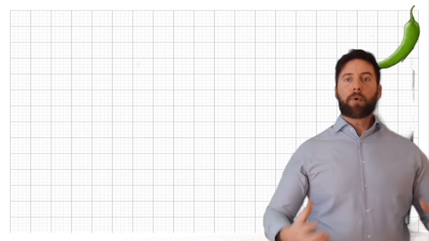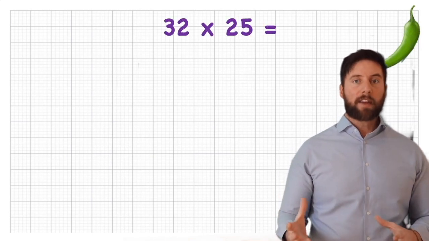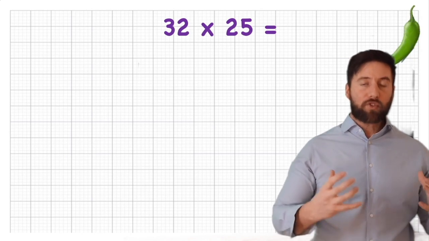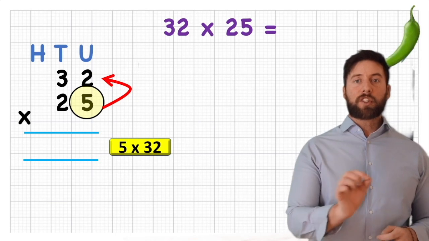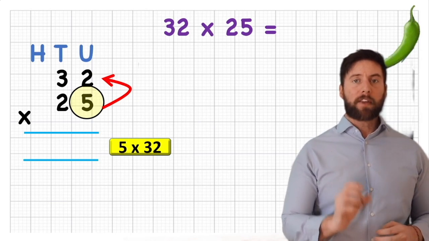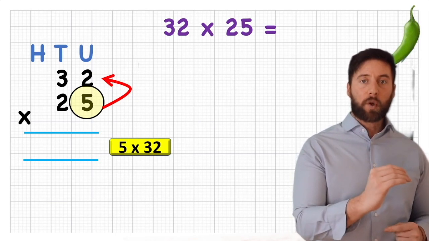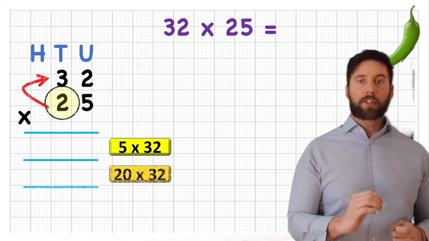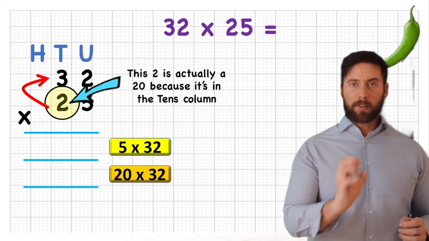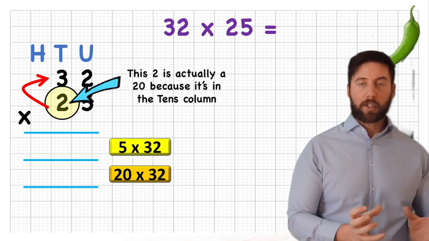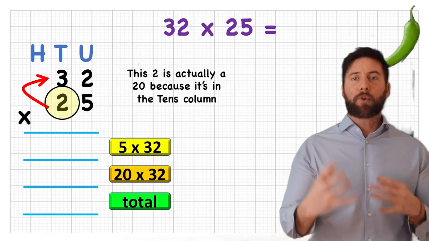So let's use the example 32 times 25. We're going to start at our smallest value, but it's really important to understand what we're doing. Our first row is actually going to use this unit here times by 32, so it's going to be 5 times 32. And our second row, our last row, is going to be 20, which is what this 2 represents, 20 times 32. And we're going to add them together. So we're still partitioning it, but we're doing it a little more discreetly.